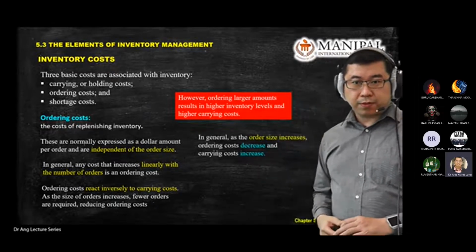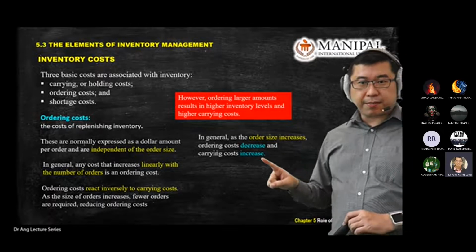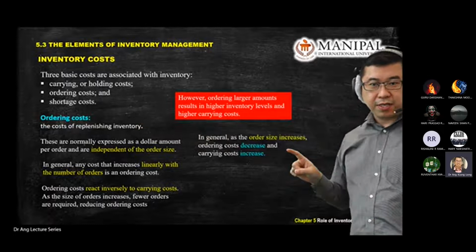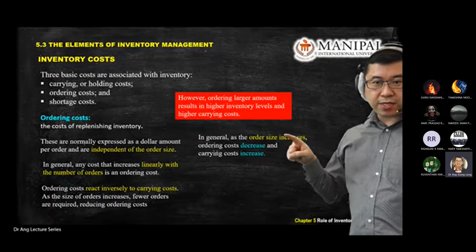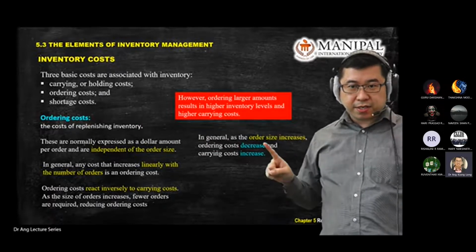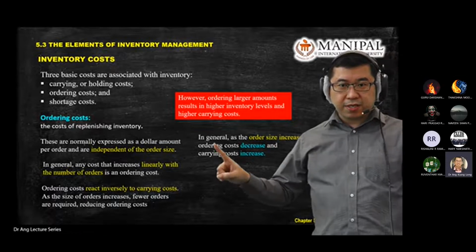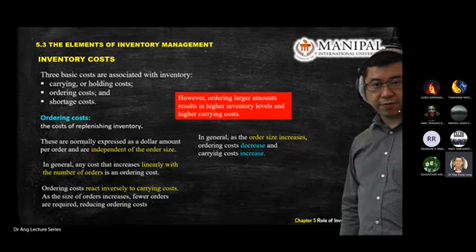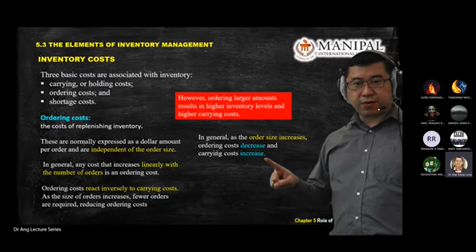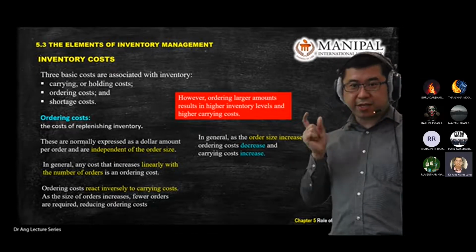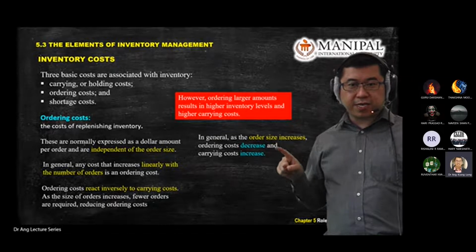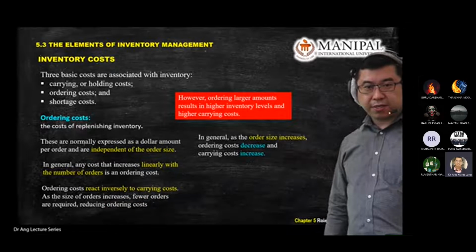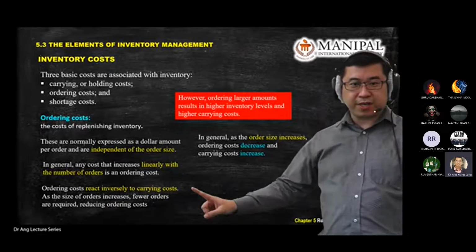So this is the summary of the relationship between carrying cost and ordering cost. As the order size increases, ordering cost decreases and carrying cost increases. Take note, there are some technical terms here: order size and number of orders. Don't confuse between these two.